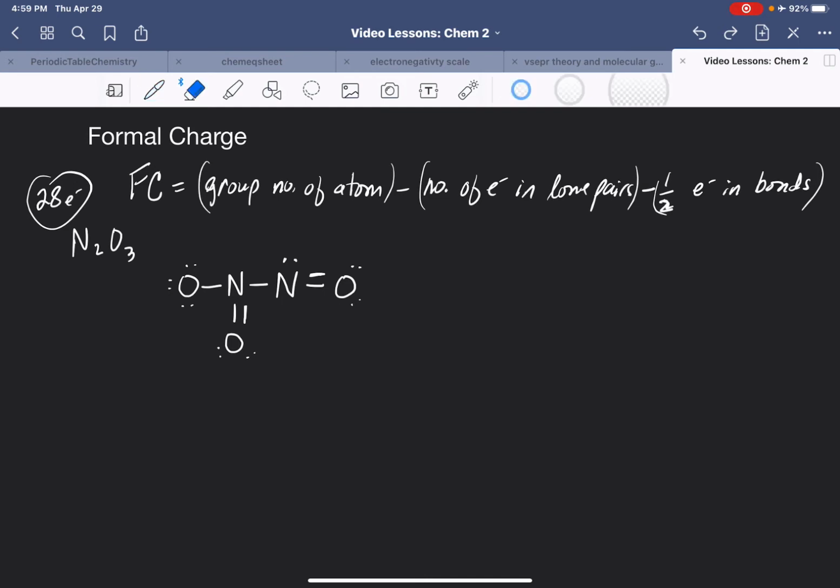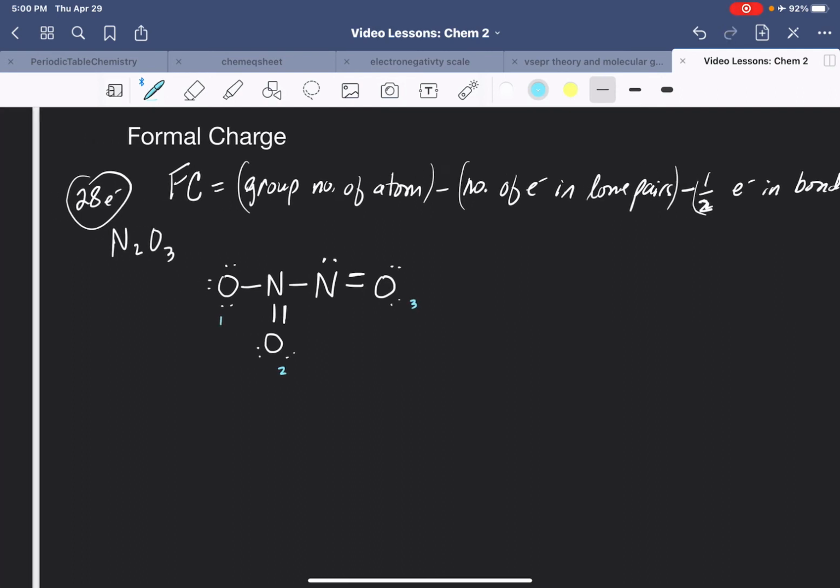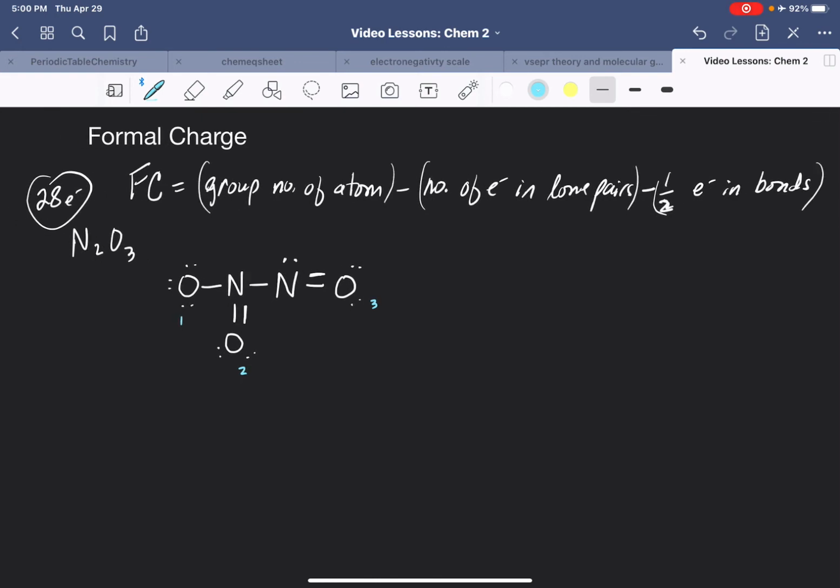So we could call this one oxygen 1. I'll call this oxygen 2. I'll call this oxygen 3. All right, sorry about that. And so I can call this nitrogen 1. We can call this nitrogen 2. All right, when it comes time for that, we can do that. So right now, let's go ahead and do our formal charge work.